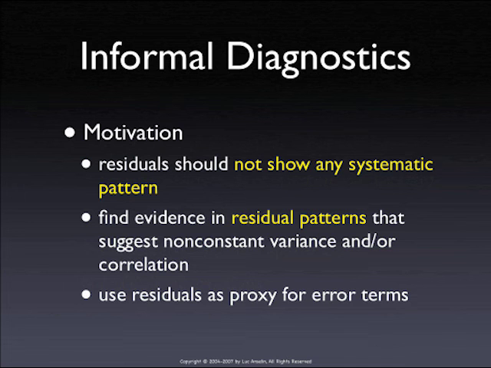There are really a whole range of diagnostics, and some of these are more formal than others. And I just wanted to start with some informal diagnostics. The rationale here is that residuals should not show any systematic pattern. Now, there is a fundamental difference between the error term in the model, which we have called U here, which is unobserved and is basically just a mathematical concept. This is not something real that we can see.